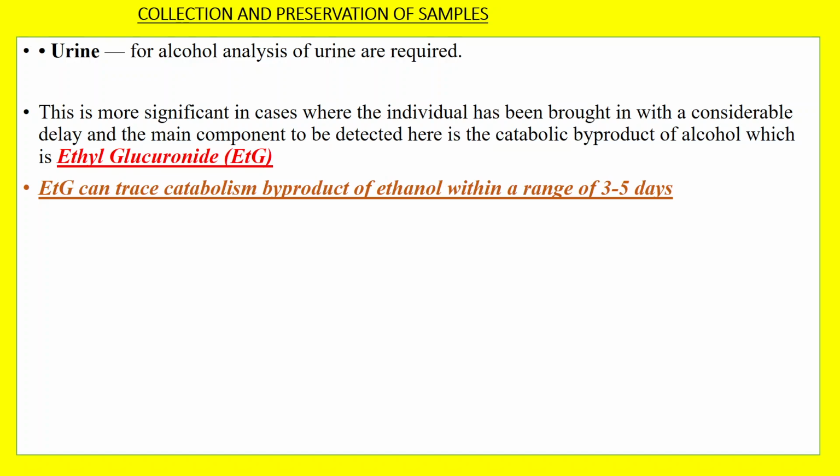Next is the urine for alcohol analysis. This is more significant in the cases where the individual has been brought in with a considerable delay, and the main component to be detected here is the catabolic byproduct of alcohol, which is ethyl glucuronide. Ethyl glucuronide can trace the catabolism byproduct of ethanol within a range of up to 3 to 5 days.